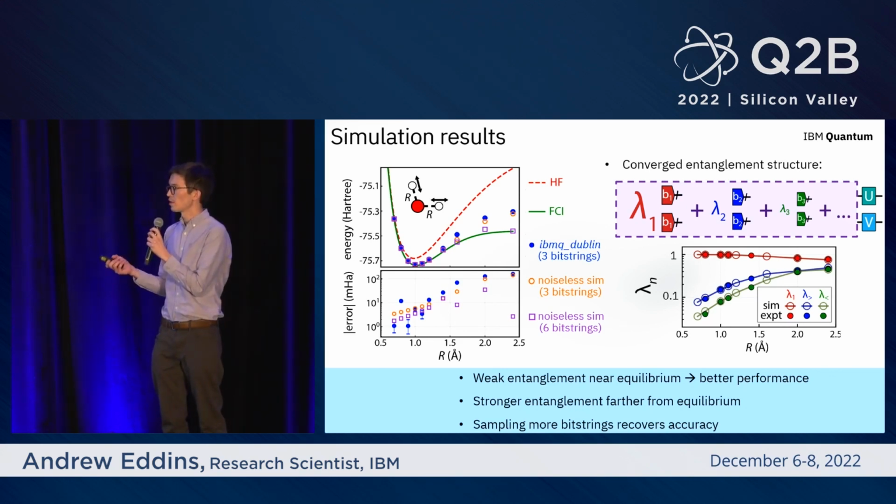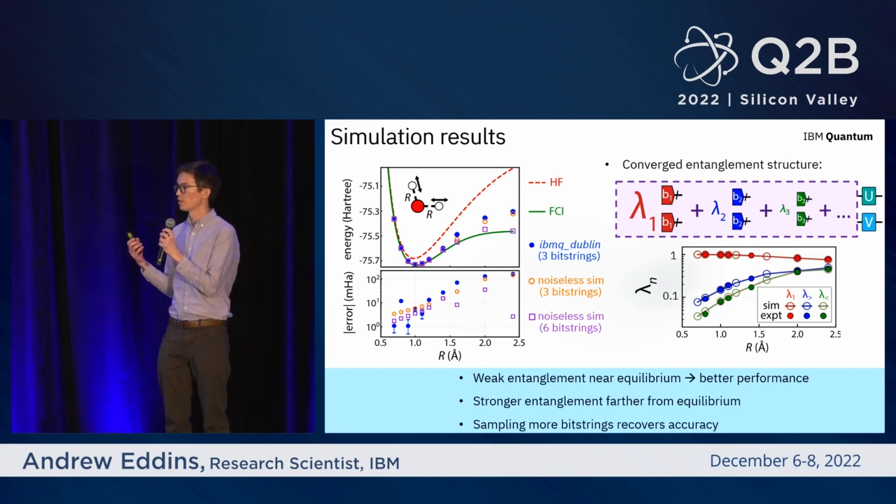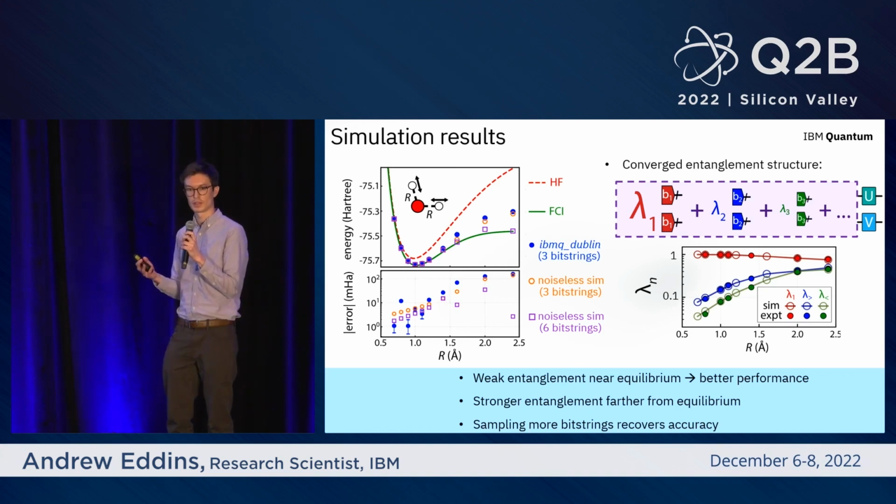We can probe that a little bit more by going back and running noiseless classical simulations of the experiment, now expanding the ansatz to include 6 bit strings instead of 3. And those results are shown as the empty pink squares in the lower left plot. And we see that a lot of that error has been reduced as we have a more expressive description of the entanglement.